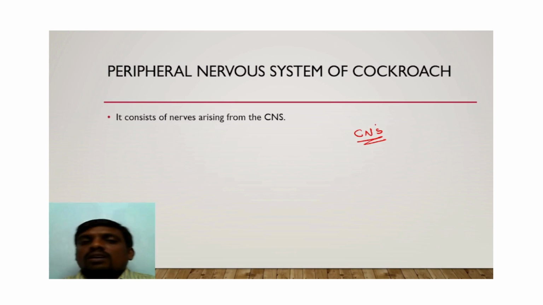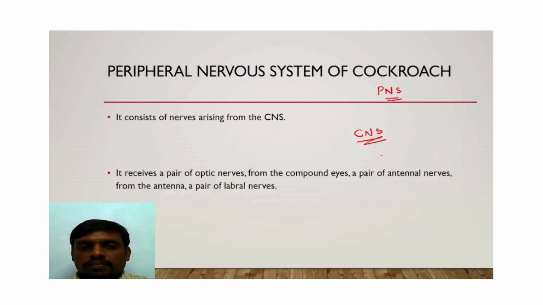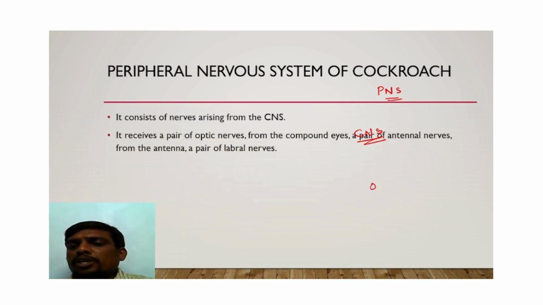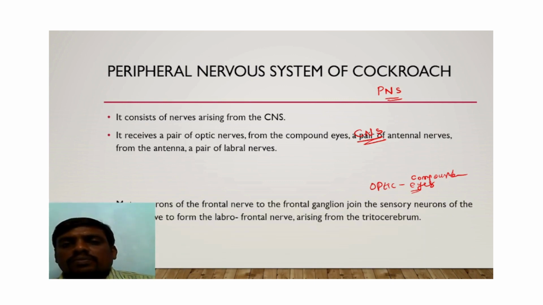After the ventral nerve cord, let us learn what the PNS is. The full form of PNS is peripheral nervous system. It consists of nerves arising from the central nervous system. It receives a pair of optic nerves. Optic refers to the eyes, but basically in the cockroach, a pair of compound eyes are present. And a pair of antennal nerves from the antennae, and a pair of labral nerves.